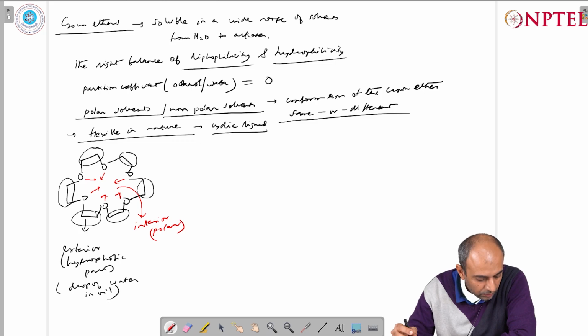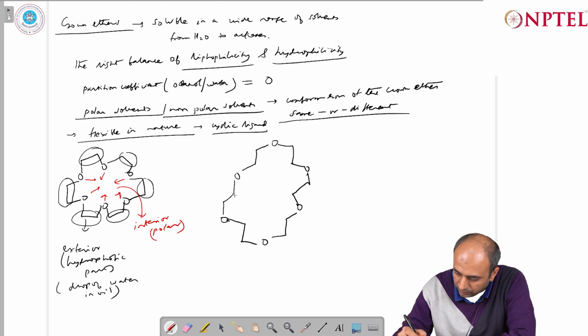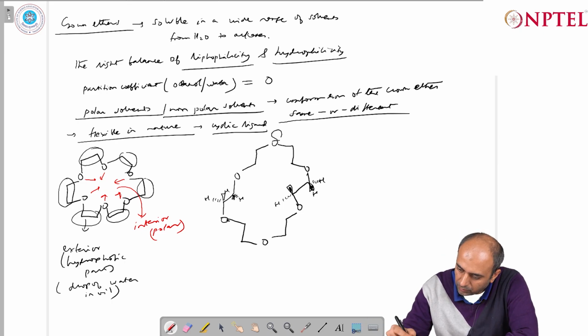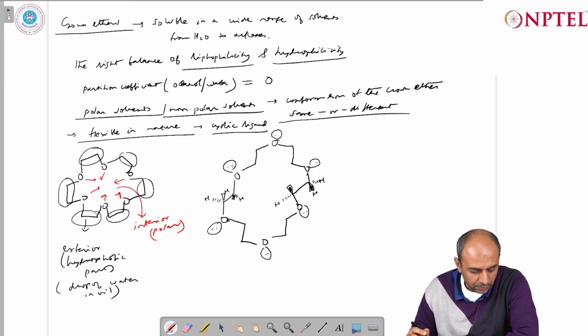On the other hand, if we were to look in polar solvents, it now presents a hydrophilic exterior. So how does it present that? Let us see the conformation now. So, here we can see, and here you can see the lone pairs. So, the lone pairs are now exposed. This is the hydrophilic exterior.